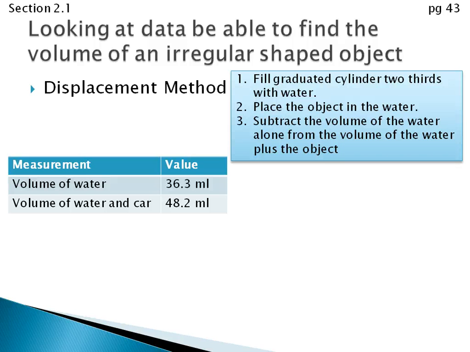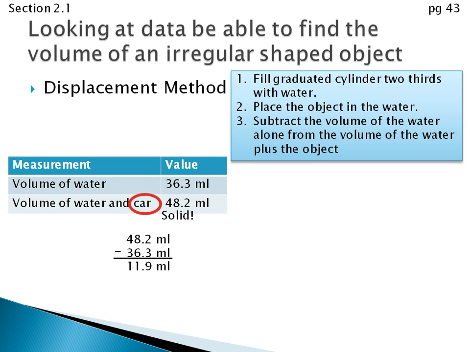And we can see that somebody's taken the volume of the water and they had it filled up to about 36.3 milliliters, and then they threw the car in and they got 48.2 milliliters. So we need to set up our subtraction problem where we take 48.2 minus 36.3 and find that it's 11.9 milliliters. But you got to hold on for a second and check, does milliliters make sense?